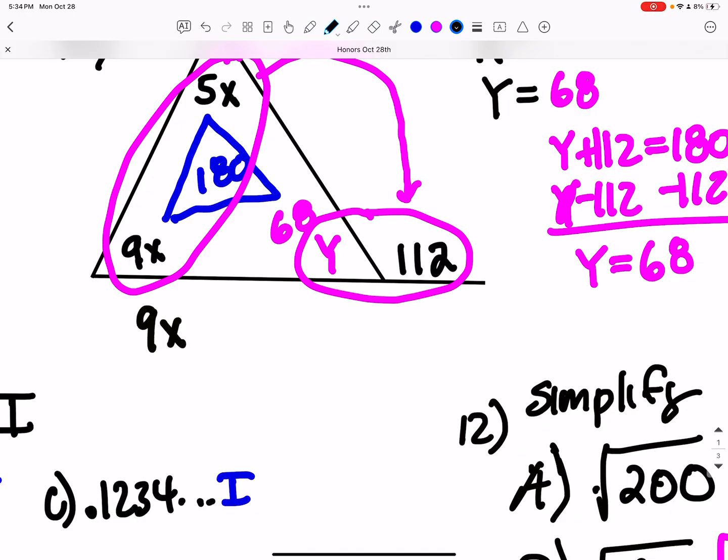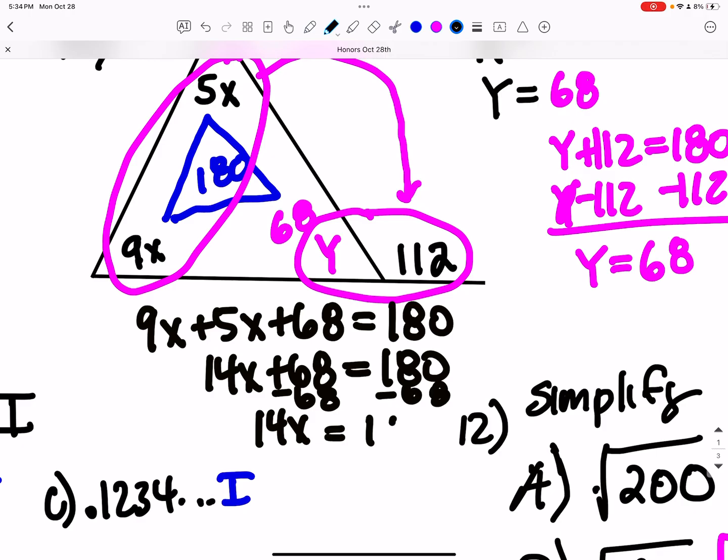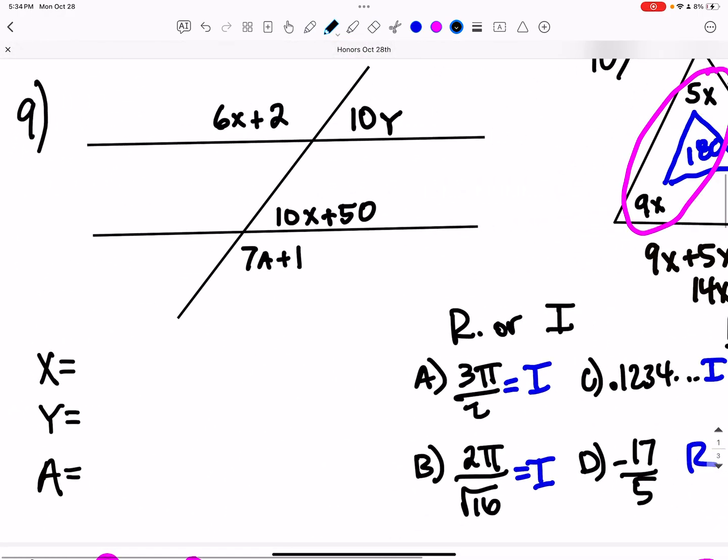So you could say 9x's plus 5x's plus 68 have to add up to 180. So 14x's plus 68 equal 180. So 14x's, once I minus 68 and minus 68, 14x's have to equal, what is that, 112? And I think after we divide by 14, the x's were 8s. Okay, over to this guy.